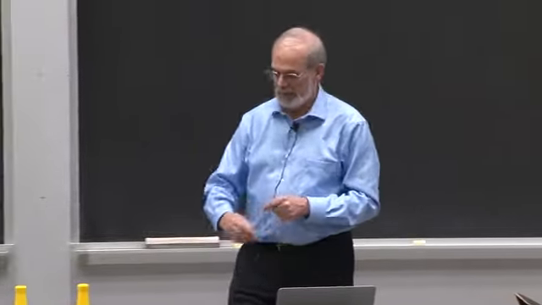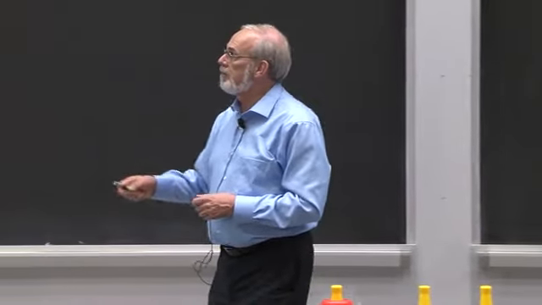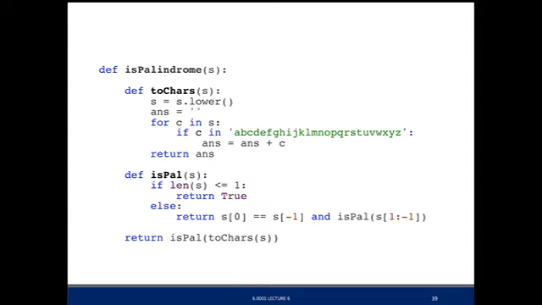Okay. How would I write it? I'm going to create a procedure up here, isPalindrome. I'm going to have inside of it 2 internal procedures that do the work for me. The first one is simply going to reduce this to all lowercase with no spaces.